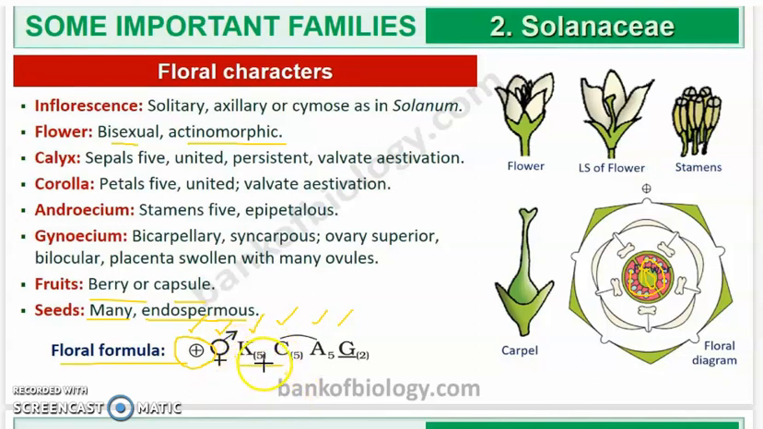Okay, now let us see the next one, which is the corolla. So corolla are also 5 in number, petals are 5 in number, and they are fused. Again they have put them in brackets.